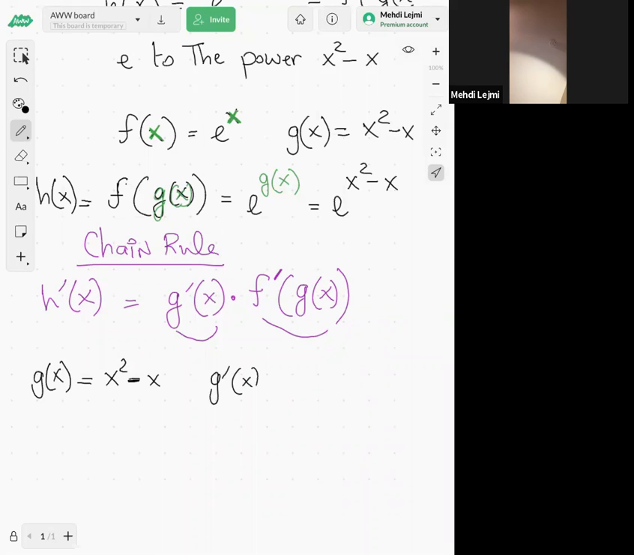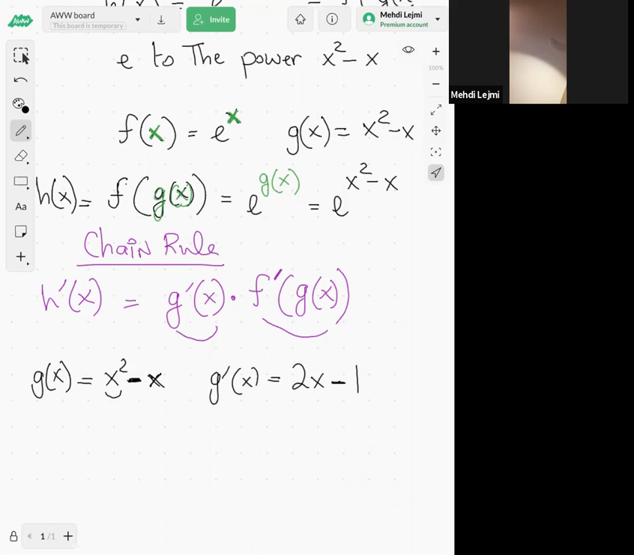So first, I need the derivative of x squared. That's just 2x. There's this minus, so it's minus. And then derivative of x, we said derivative of x is 1, right? We apply the power rule, so it's 1.